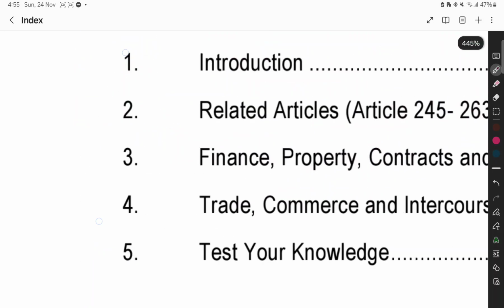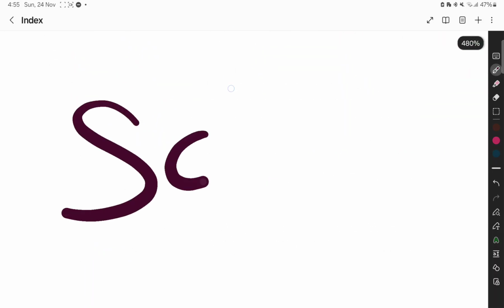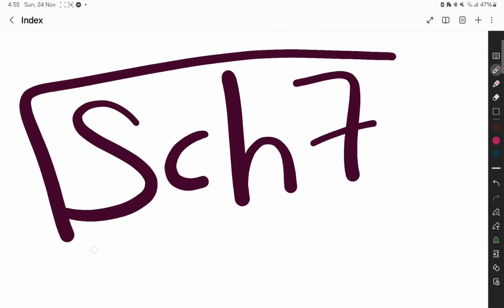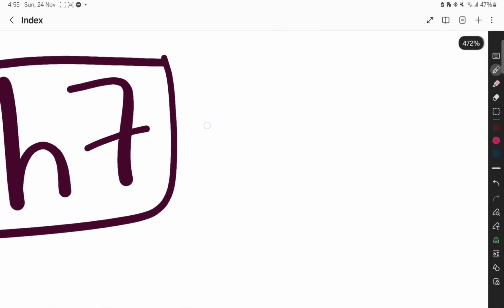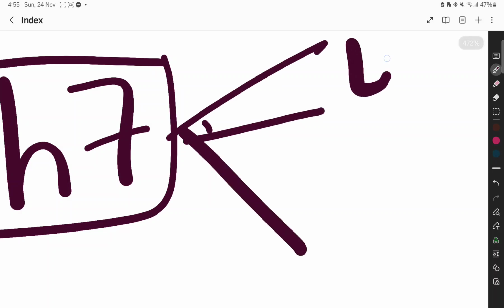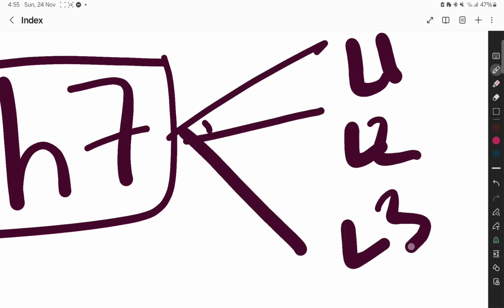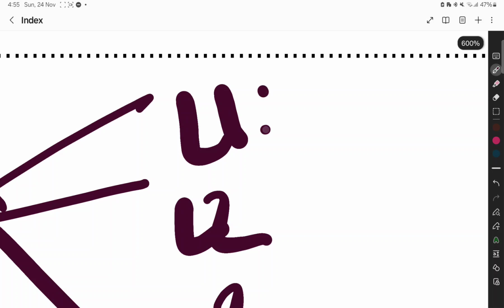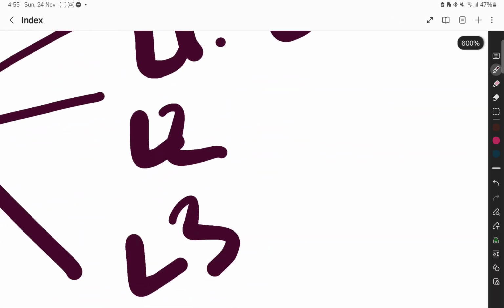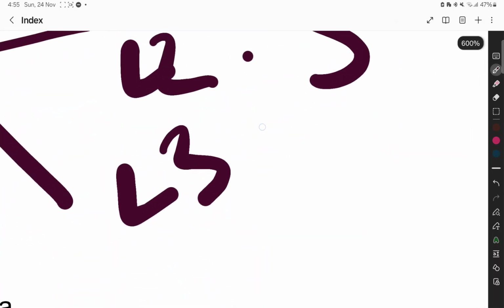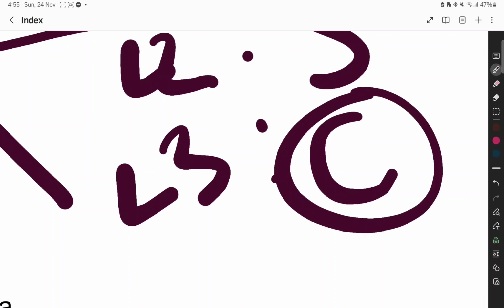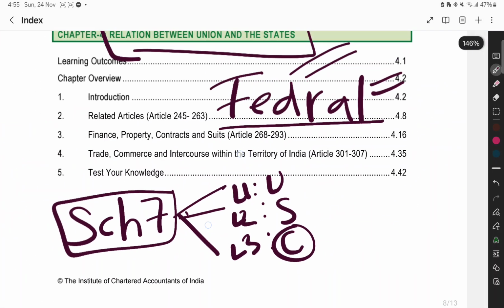So for this, Schedule 7 has been introduced in our Constitution of India, which gives three lists: List 1, List 2, and List 3. In List 1 we discuss the functions of the union government, in List 2 the state government, and third, the concurrent list, in which they both have their respective rights.